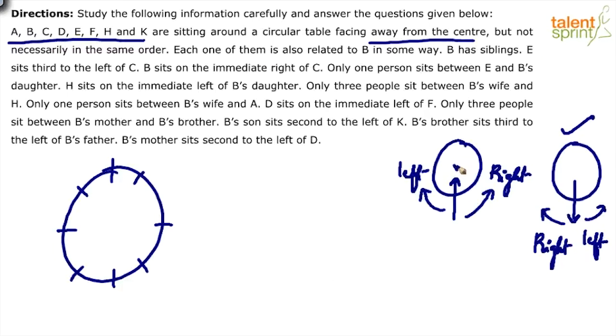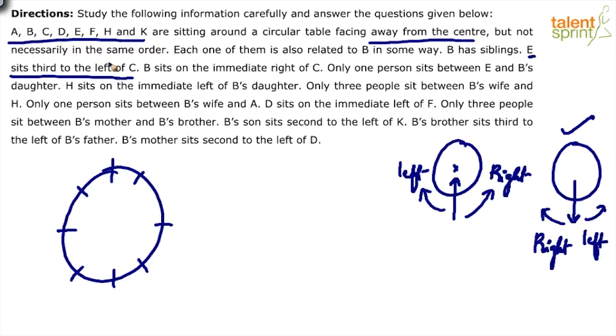If they are facing the center, then left will be in the clockwise direction and right will be in the anti-clockwise direction. Very, very important. Without this basic clarity, you will not be able to proceed with this kind of questions. Now, E sits third to the left of C. The first point says E sits third to the left of C.